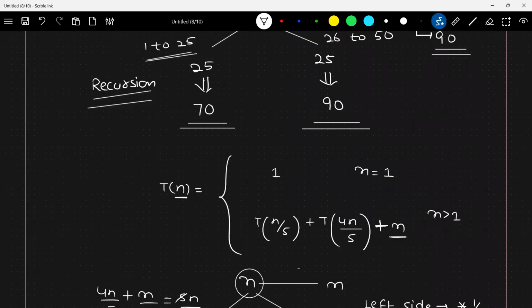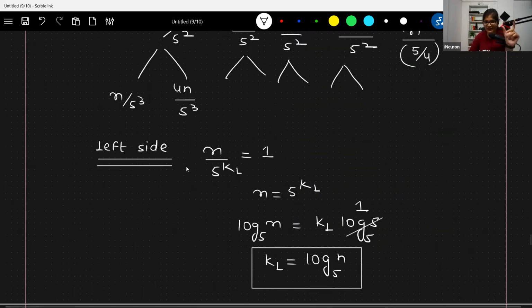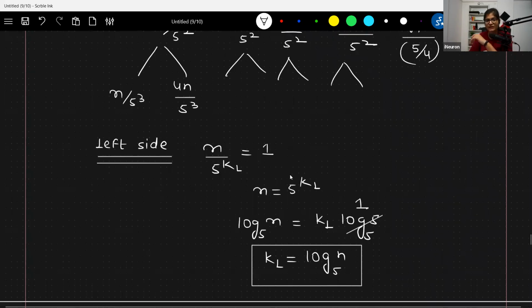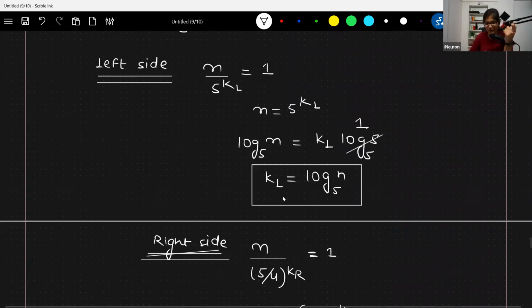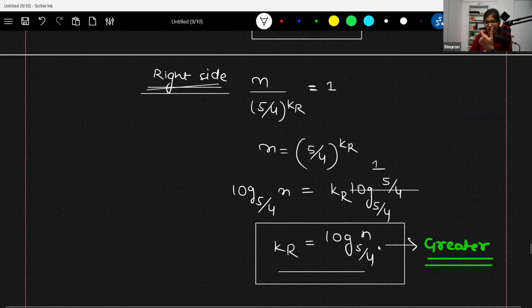That when the value of n is equal to 1, at that point the value of T of n is equal to 1. So we are trying to find the number of levels on the left side, because we know the pattern that it keeps dividing by 5, by 5, by 5. So we get the number of levels as log of n base 5 on the left side. And on the right side, we get log of n base 5 by 4.